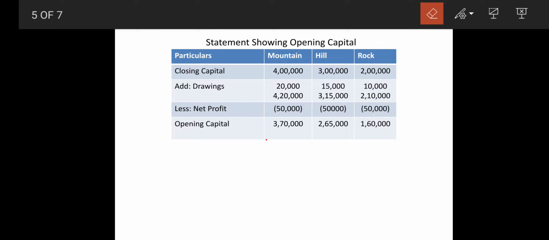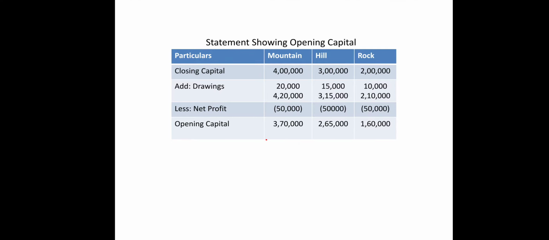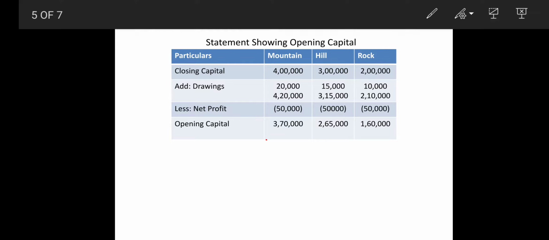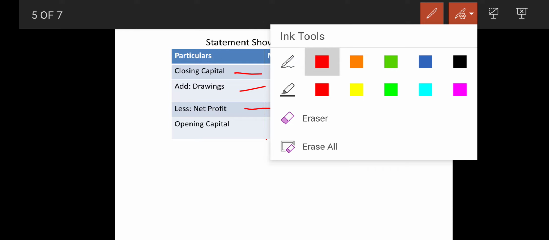So you have to remember that in the last year, what we have done is opening capital plus net profit minus drawings. So reverse the whole thing. The reversing of the whole thing will give you first closing capital, then drawings add, instead of minus as in the previous year, and now less net profit. So ultimately I am switching towards the solution of that. So have a look at that.